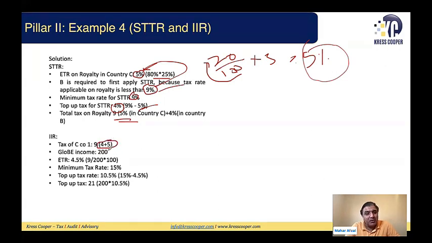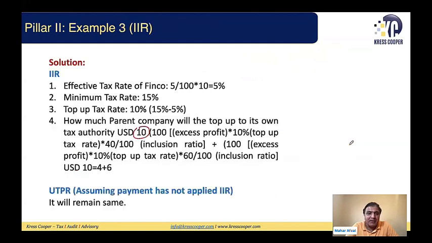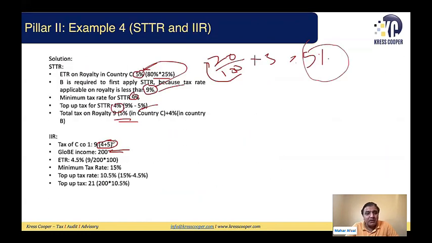So what is the global income? Global income overall of C is 200, 100 from the royalty and 100 from the other party. How much tax are they paying? Tax they are paying 4 plus 5, total tax they have paid is 9. 9 divided by 200, total tax is 4.5%. Effective tax rate is 15. 15 minus 4.5 is 10.5%. So 10.5% they need to pay as extra tax. 200 into 10.5% is 21. The total tax will be 21 plus 9, 30. This 30 divided by 200 will be equal to 15%. So what I'm trying to highlight here, you can look into this example.